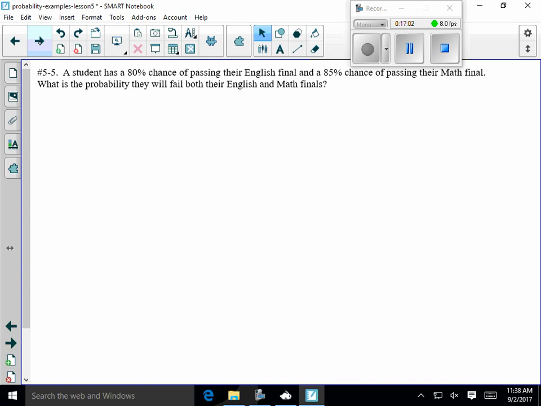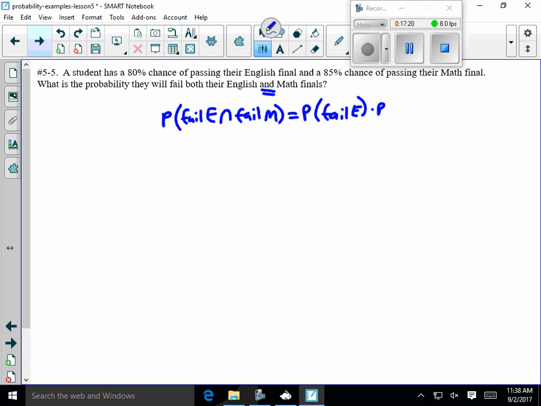Okay, so maybe we could start by saying this is an AND case, right? So it would be the probability that they fail English and they fail math. That's going to be the probability that they fail English times the probability that they fail math, given that they failed English. Okay. Now at this point, I might ask the question, are these independent or not? In other words, would it be true that failing English has nothing to do with failing math? That may or may not be true. I think for the purposes of this problem, we're going to assume that the tests are independent.